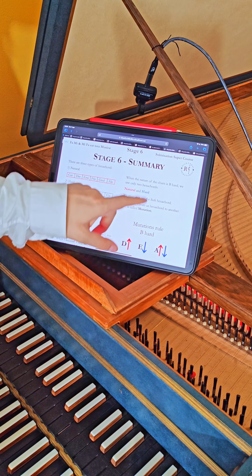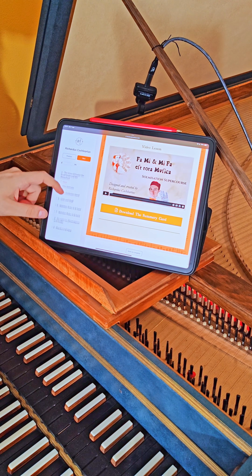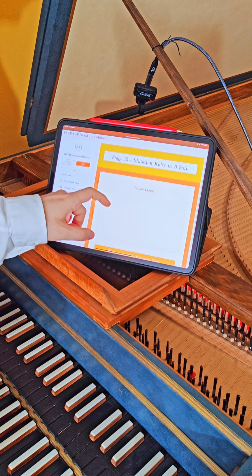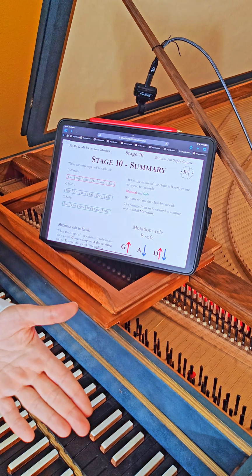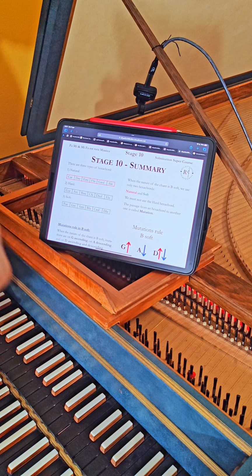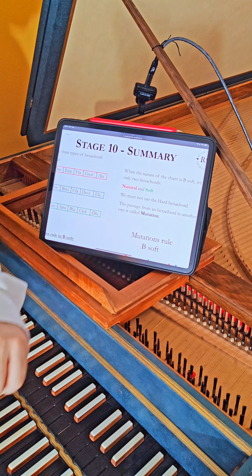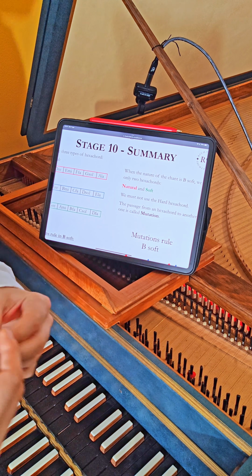Now let's go to the other point. In stage 10 you learn how, when you have the nature of the chant, which is flat, soft, with the flat in the key, you'll use the natural and the soft hexachord. You won't use anymore the hard hexachord.